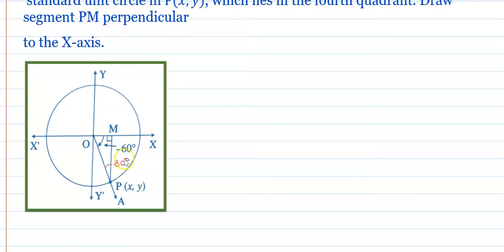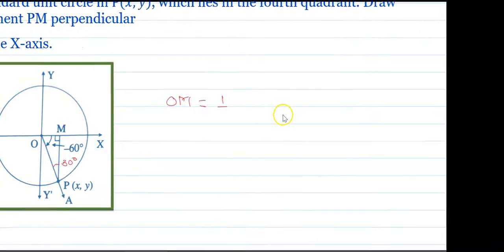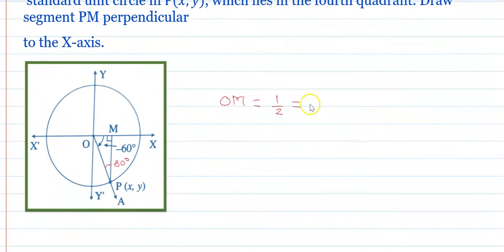It's 30 degrees. Again by the 30, 60, 90 theorem, OM is equal to 1 upon 2 OP. Therefore OM is equal to 1 upon 2, and this OM distance is equal to the x distance. And what about the y distance? y is equal to PM. PM is the side opposite to the angle 60 degrees, which is root 3 by 2 times the hypotenuse. Therefore, the coordinates of the point P: it lies in the fourth quadrant. X is positive, that is 1 upon 2, and y is negative, which is minus root 3 by 2.